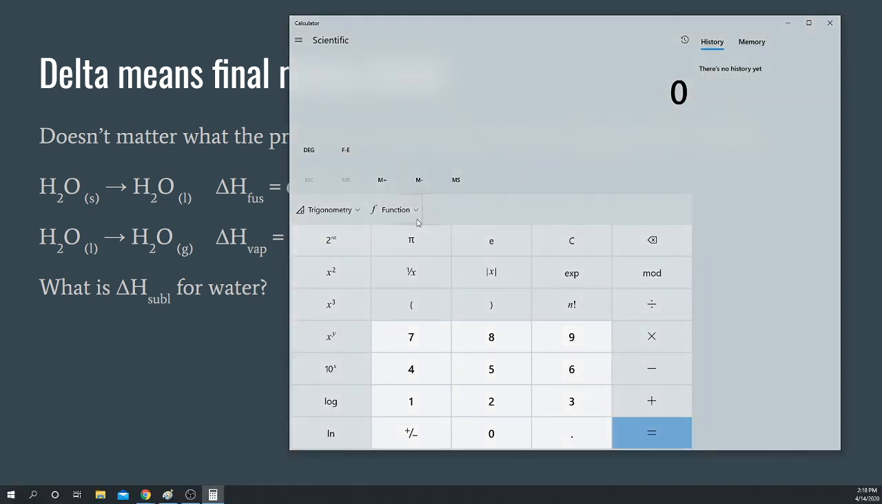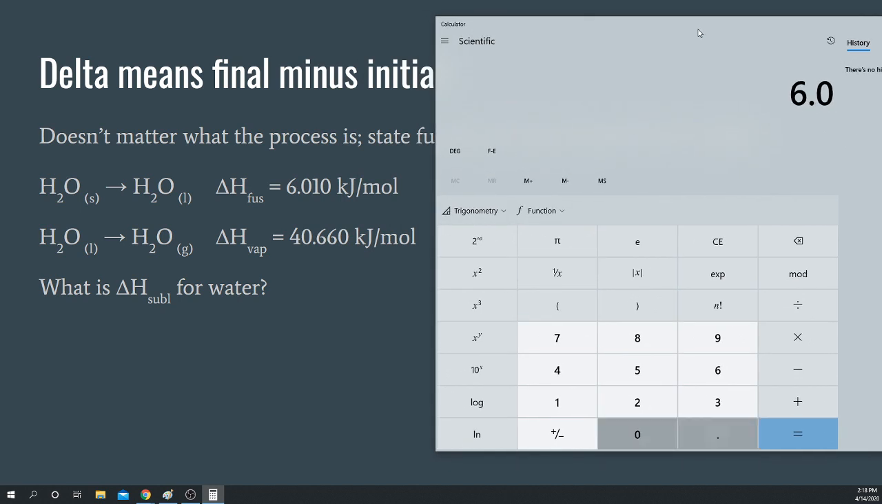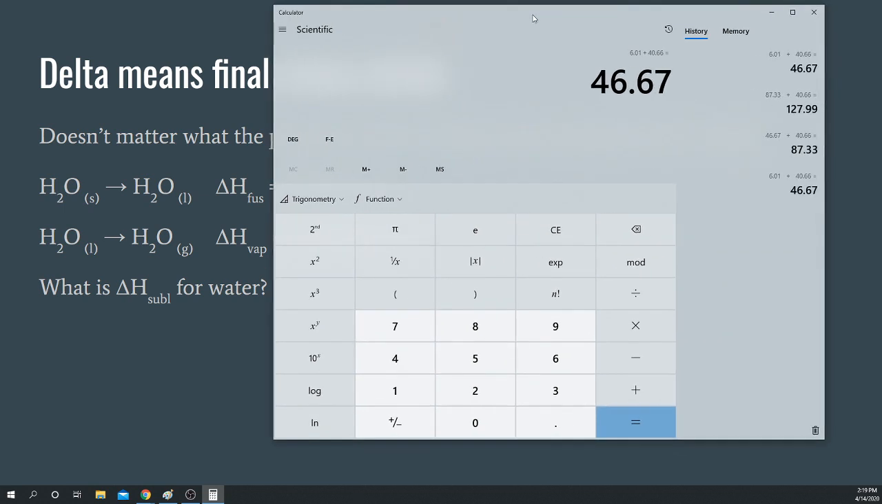So 6.010 plus 40.660. All right, there was just a slight delay. That gives us 46.670. The enthalpy of sublimation of water is 46.670.